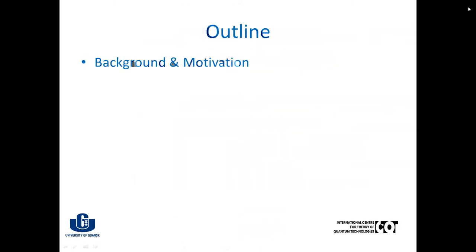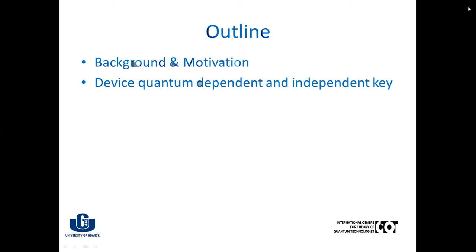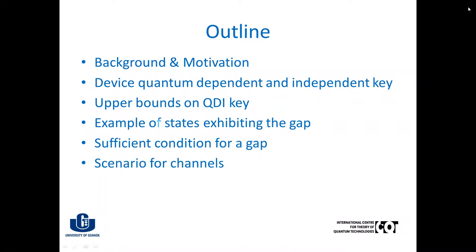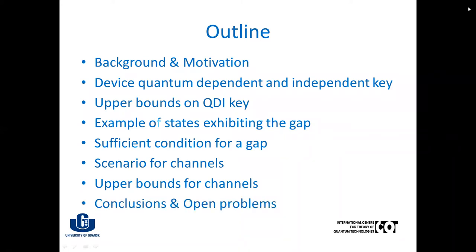So first the outline. I will start with some motivation and background and later define both device-dependent and device-independent key, because both definitions will be needed. Then I pass to upper bounds on quantum device-independent key. Further, I show some examples of states that exhibit the gap between the two keys and display also a sufficient condition for a gap. In the second part of the talk, I will pass to the scenario for channels and also show some upper bounds, some limitations for quantum channels, and conclude with some open problems.